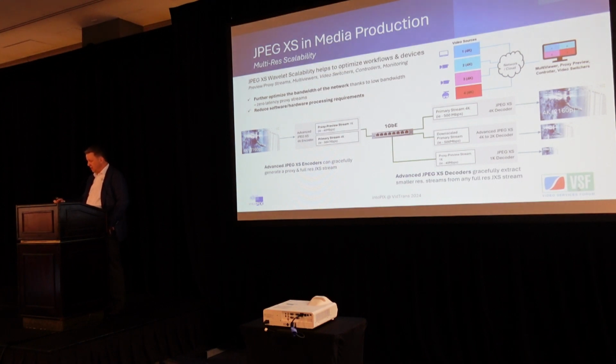And then on the decoder side, you can obviously pull out the full 4K image. You can do a divide by 2 and downscale that to a 2K image, or you can even do the proxy down to the 1K.